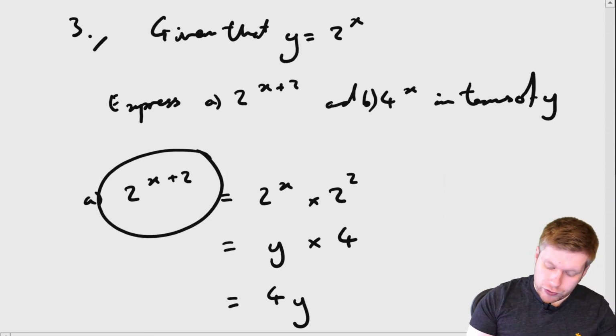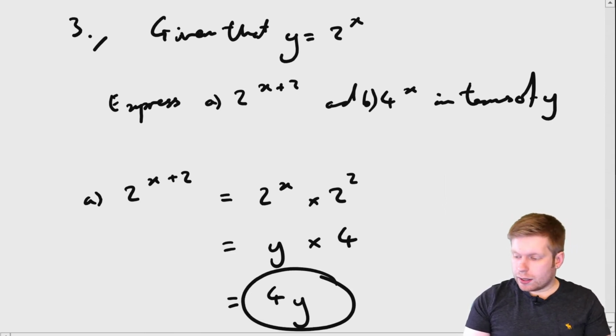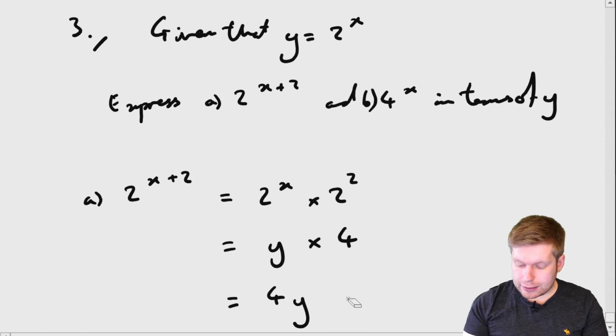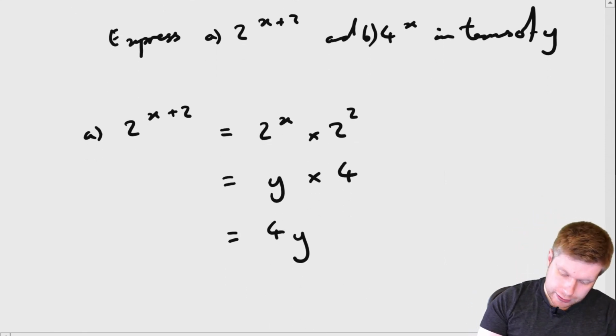So you notice that I'm just using laws of indices in reverse here to get an answer purely in terms of y. So you notice my answer has a y in and no x's, okay? Let's try the next one, 4 to the power of x.